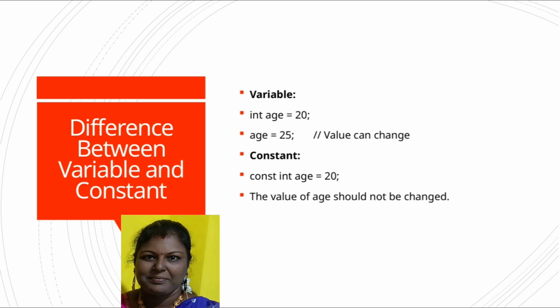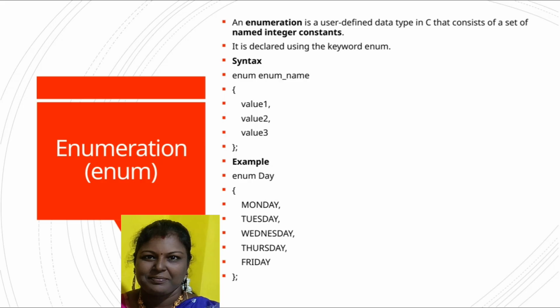Let's talk about enumerations, or enums, in C. An enum is a user-defined data type that groups together a set of named integer constants. We declare it using the keyword enum, followed by a name, and then list the values inside curly braces. For example, we might define days of the week as Monday through Friday. Enums help us write clearer code by giving meaningful names to sets of related values.